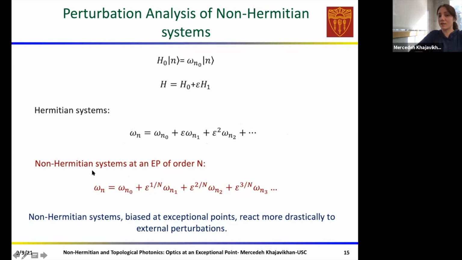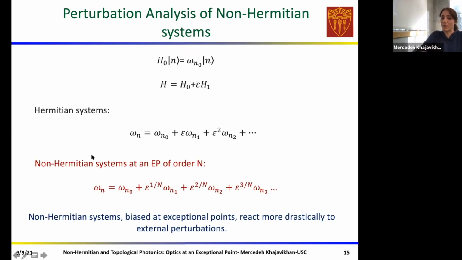Now, if you have a non-Hermitian system that is biased at an exceptional point of order n, and what we mean by an exceptional point of order n is an exceptional point in which n eigenvalues become equal to each other. So we have, for example, n or something larger than n degrees of freedom. And in these systems, n eigenvalues coalesce on top of each other. The n eigenvectors also become collinear, and this is what you get.